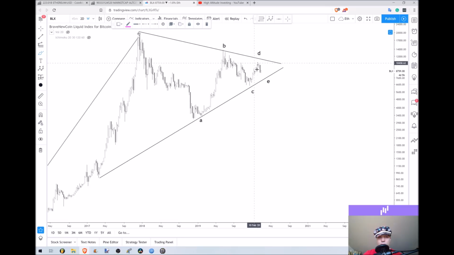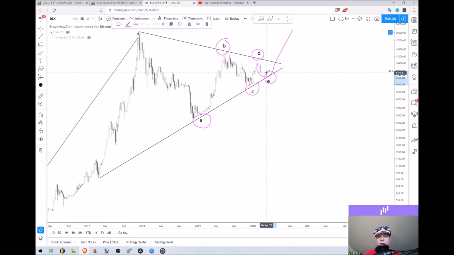It's good that we're dropping down to this support level, that E wave right here, because once you reach the E wave, it's time for a breakout. The pattern is completed. So as long as you have an A, a B, a C, a D, and an E wave, that completes a triangle pattern.